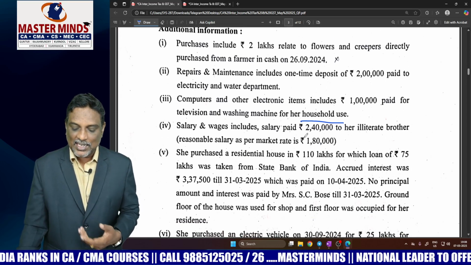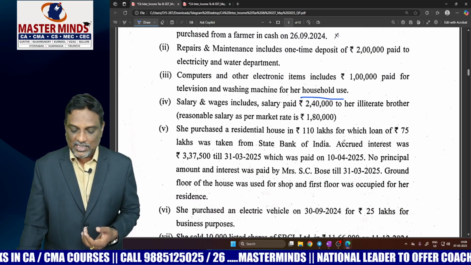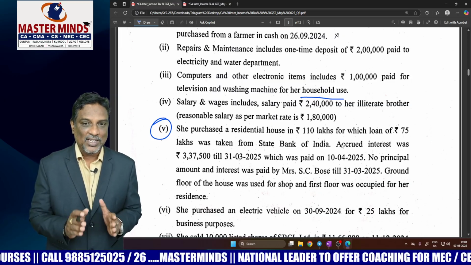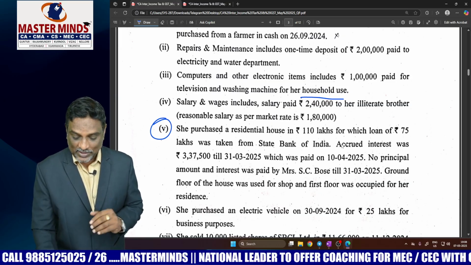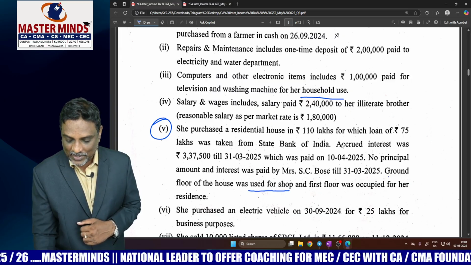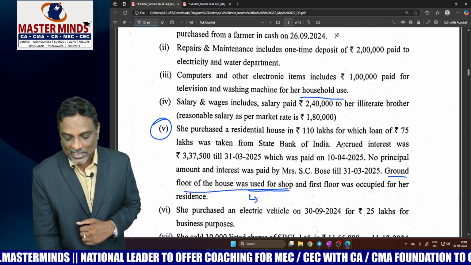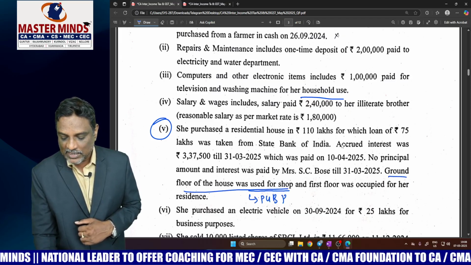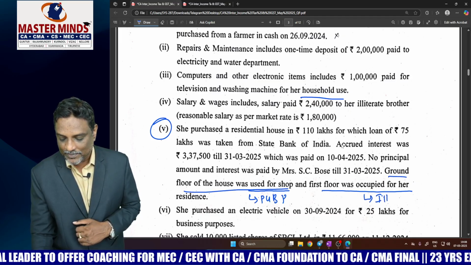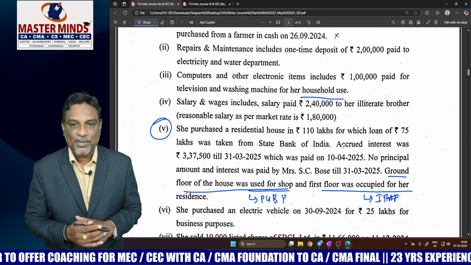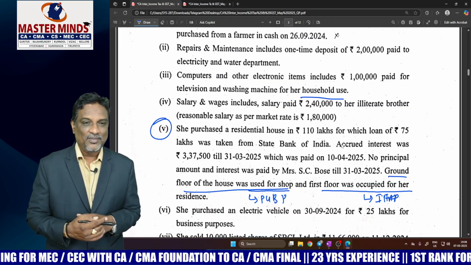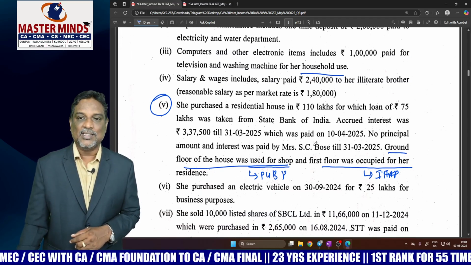Next is the house property adjustment. So the house property head is also involved in this problem. In house property, 50% is used for the shop: the ground floor used for shop purposes is part of PGBP. The first floor is self-occupied, and it is income from house property. So 50% PGBP, 50% house property. The interest is directly given in the problem.